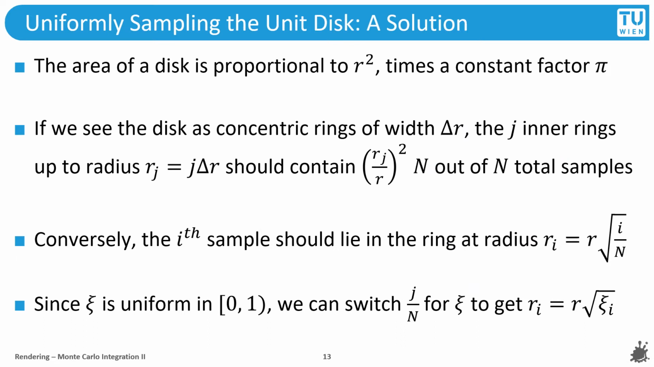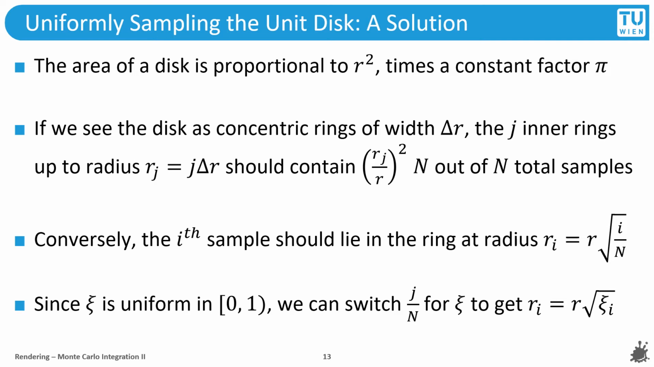Okay, so let's take a step back, think about the issue again, and try to solve this smartly. We know that the area of a disk is r squared times pi. Consider a sample budget of n samples and try to distribute them evenly over the surface of the disk. If we interpret the disk as many slim concentric rings of width delta r, then the inner j rings up to radius j times delta r should contain (j delta r) squared over r squared times n of the grand total of n samples that we are using.